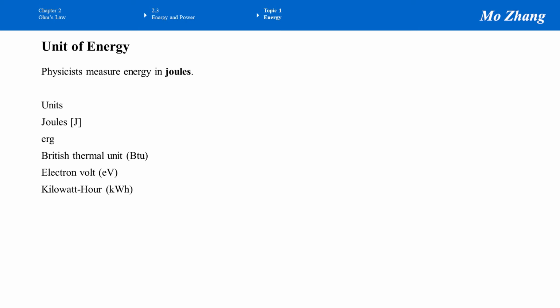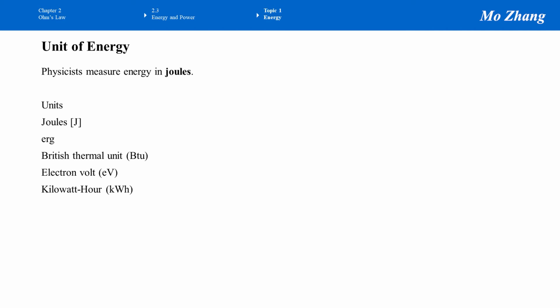EV is the amount of kinetic energy gained by a single electron accelerating from rest through an electric potential difference of 1 volt in vacuum. 1 eV is another very small energy unit. It's mainly used in the quantum world. A big energy unit is the kilowatt hour. 1 kilowatt hour is 1000 watts for 1 hour, or 3600 seconds.